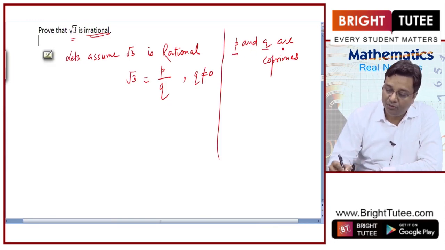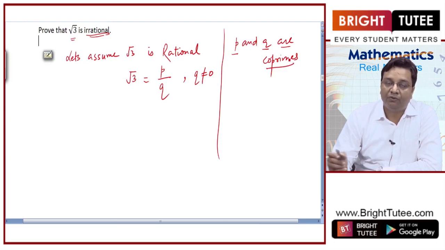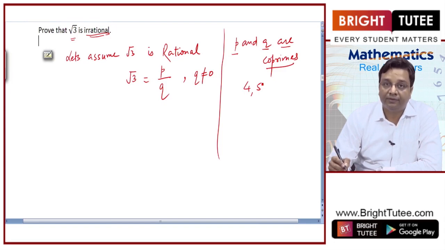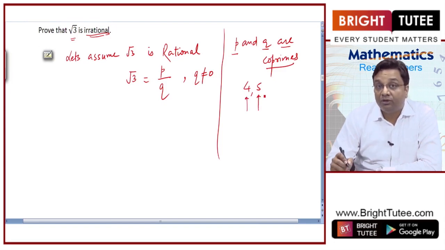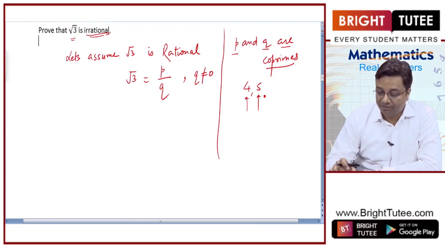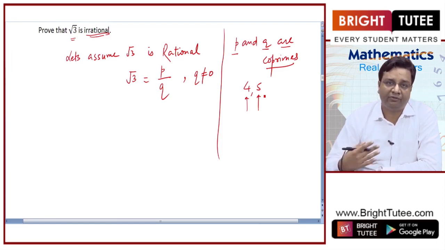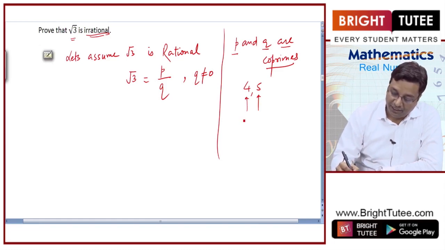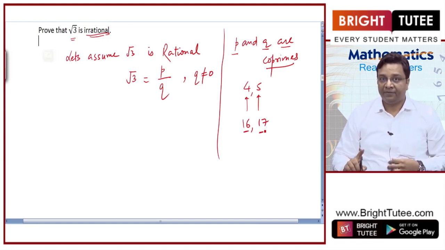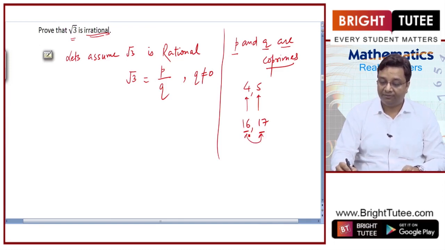So p and q we have assumed as co-primes. What are co-prime numbers? Let us say 4 and 5. These two numbers are co-prime because they do not have a common factor apart from 1. If I take 16 and 17, these are also co-prime to each other. These numbers are not primes, but they are co-primes to each other. Any two consecutive numbers are co-primes to each other.